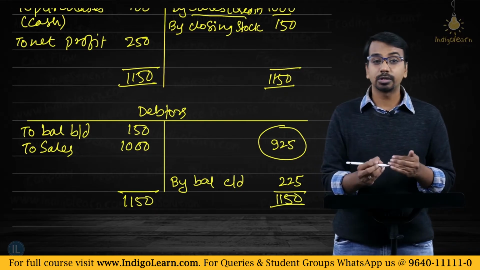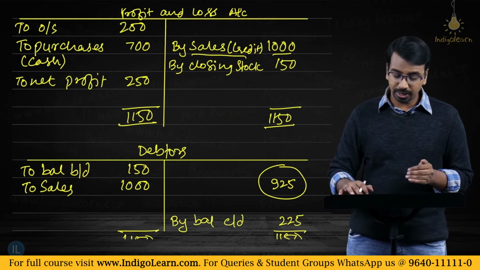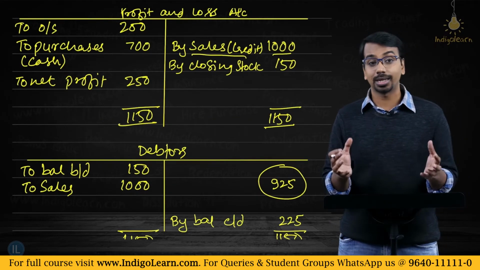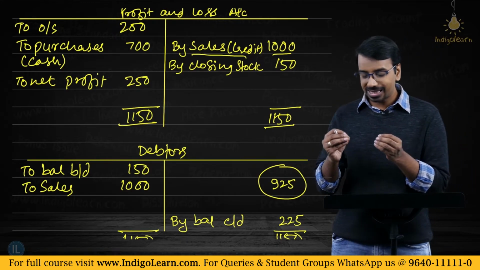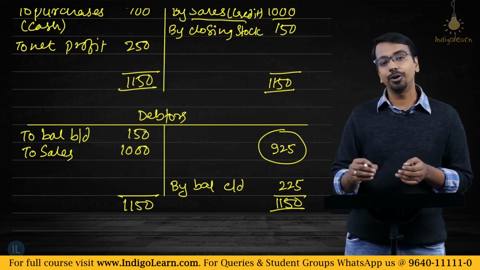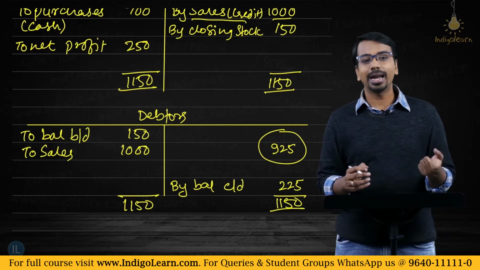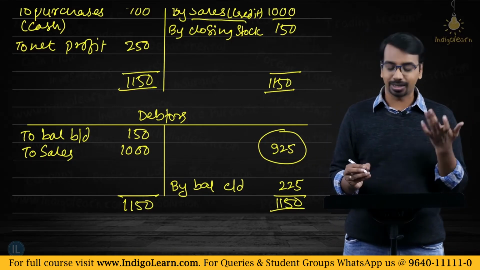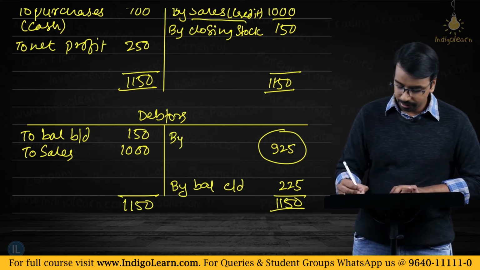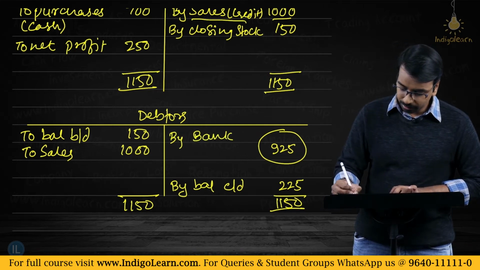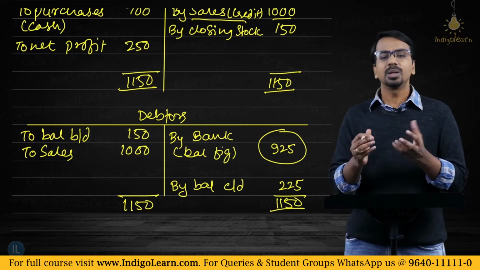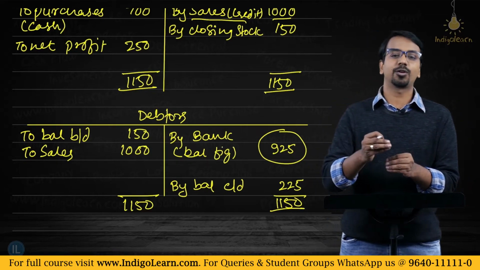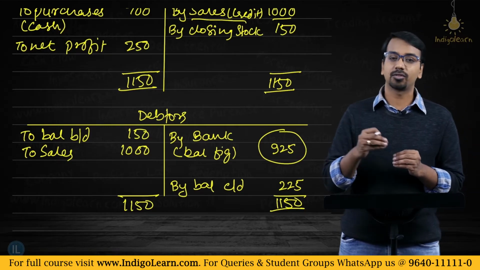Now this 925 is the gap. Now what would be the possibility of these gaps? If you look at the P&L, there are no other items, there are no other transactions. Nowhere are they saying there is some bad debt or something. So we can safely assume that this 925 is nothing but the amount that we would have collected from the debtors. So by bank, this is your balancing figure. We can simply assume that 925 is received from the debtors.